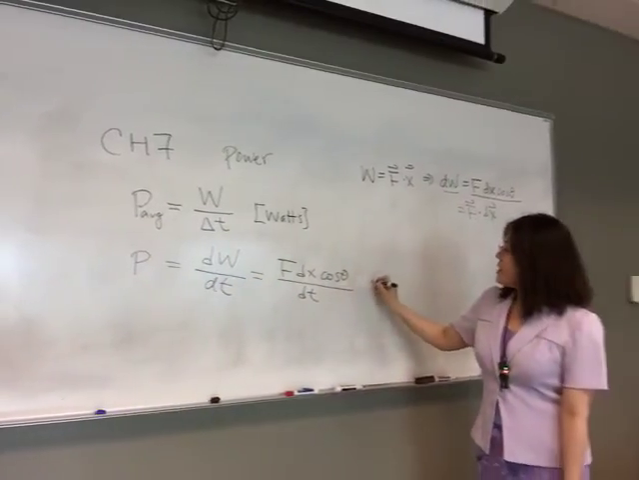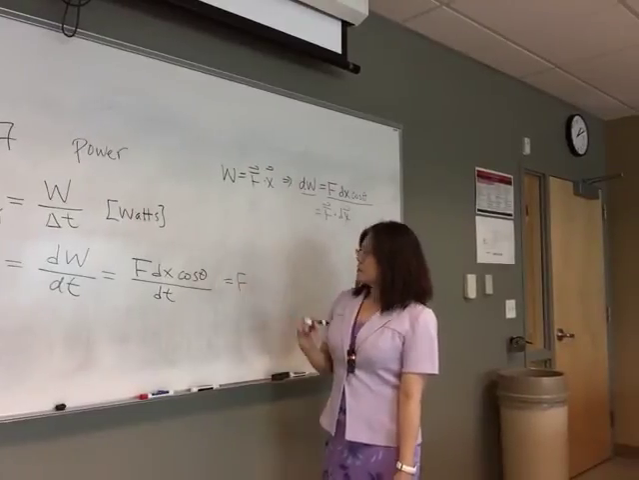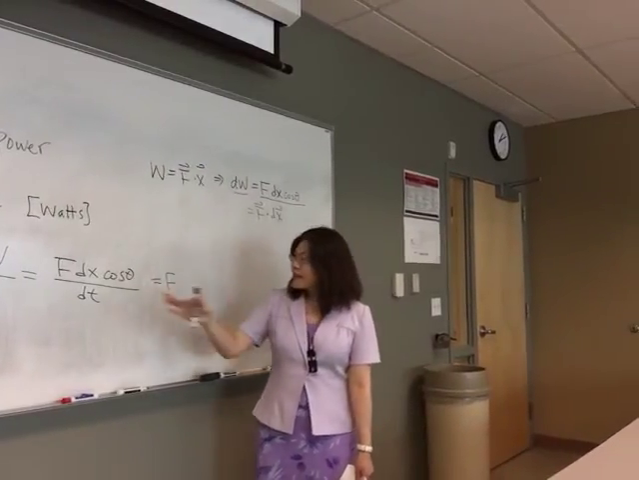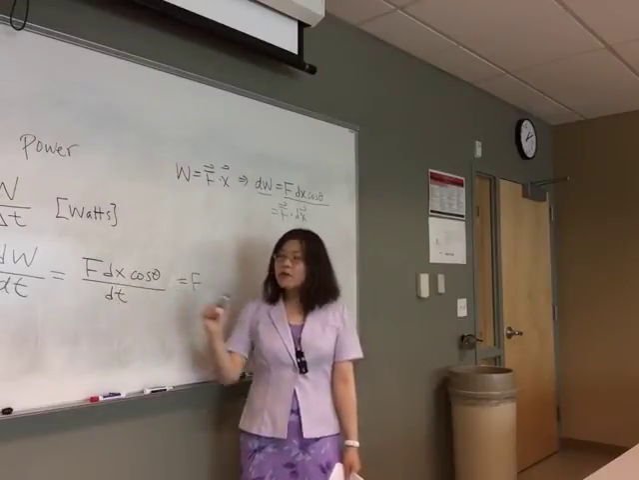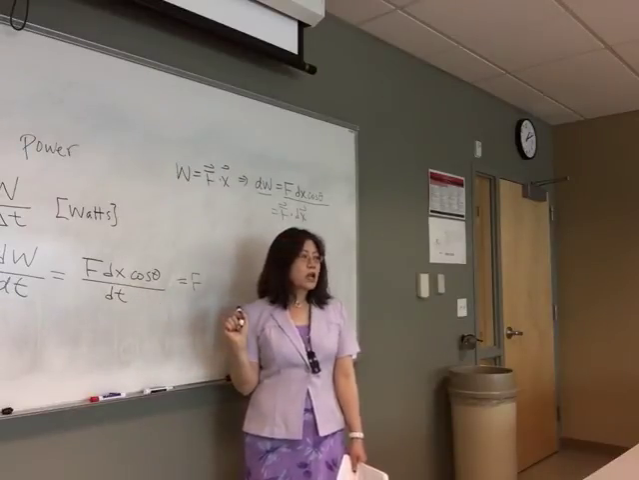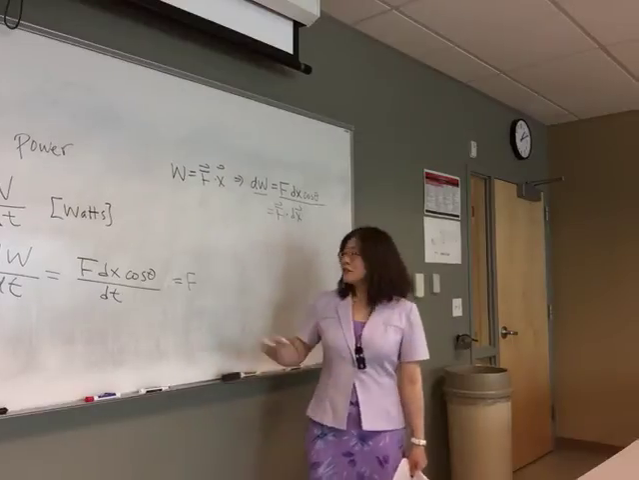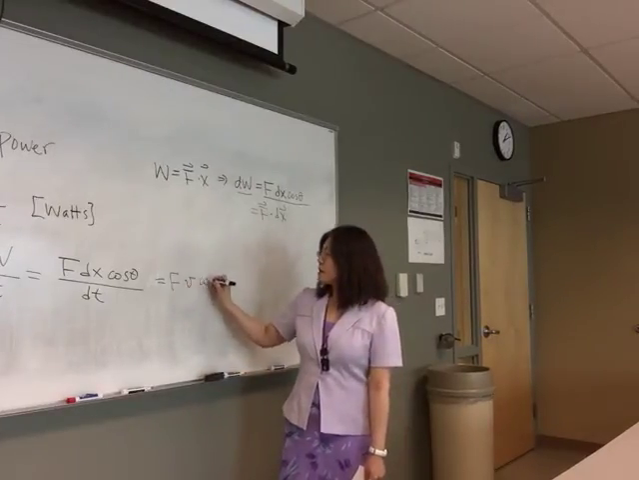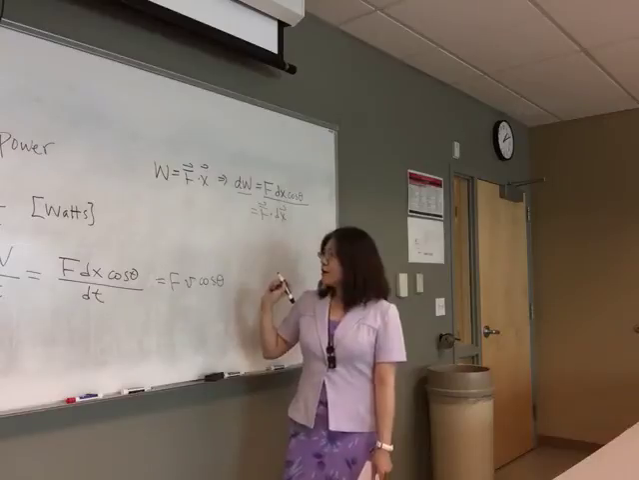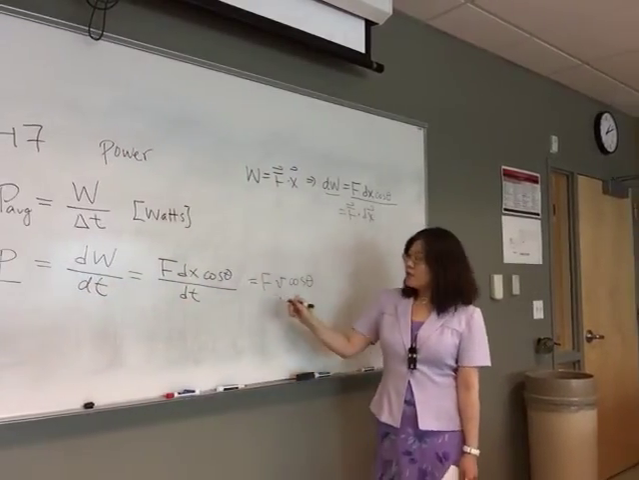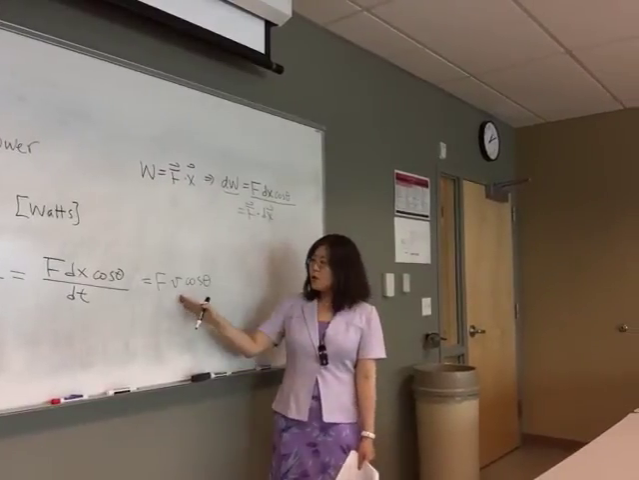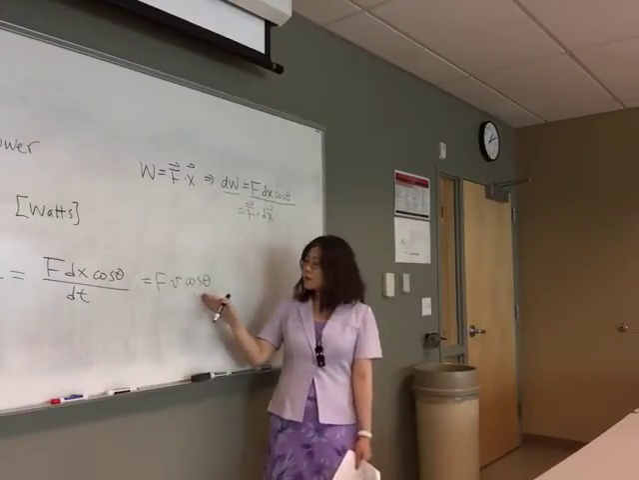So what we have here is that the force is not changing. What is dx over dt? Dx over dt, the time rate of change of position, gives you velocity. So you have F v times cosine theta. So your power can be calculated if you know the force magnitude and the velocity, and then times cosine theta.